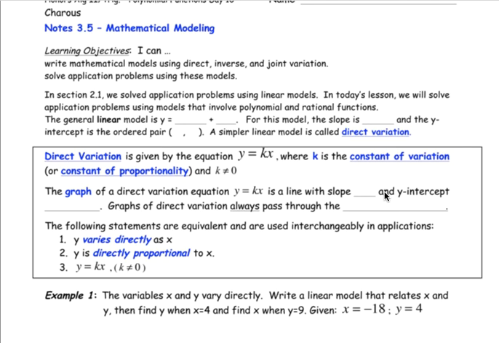Notes 3.5. It's about mathematical modeling. And we're going to talk about, in particular, models for direct, inverse, and joint variation. And then we're going to solve a few application problems.